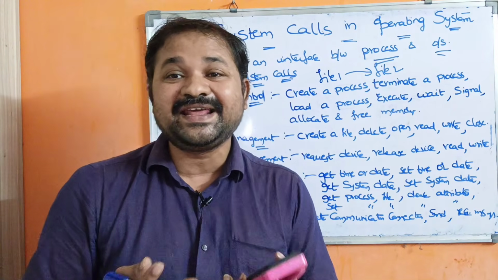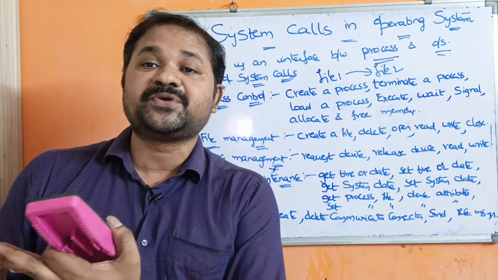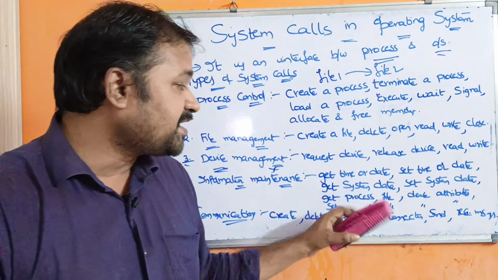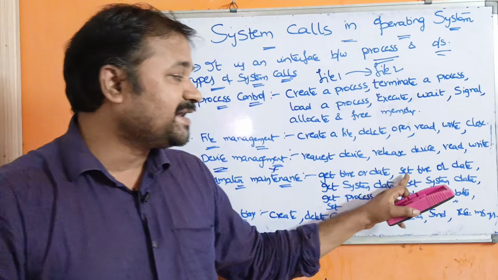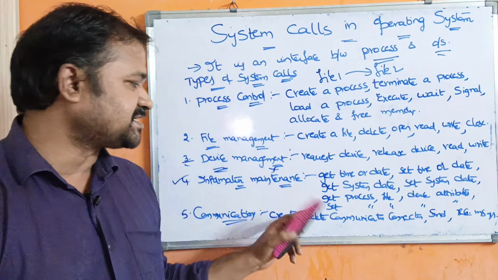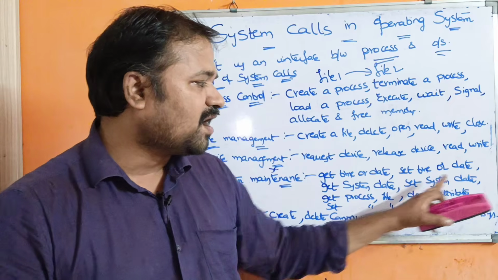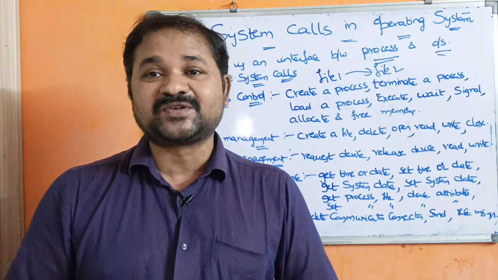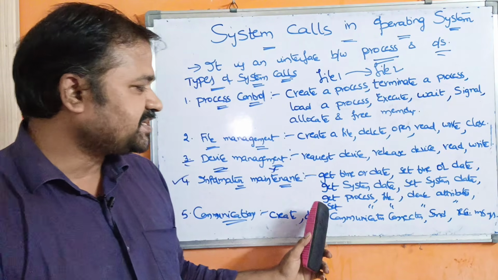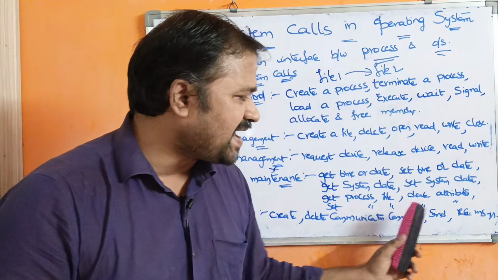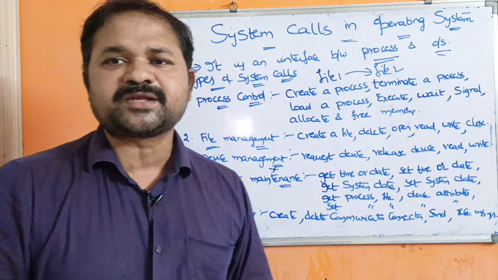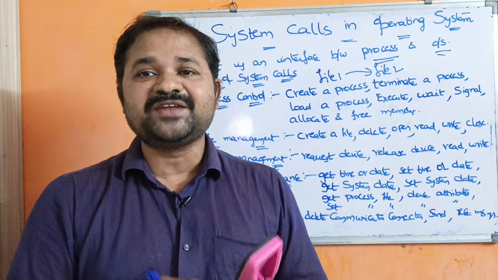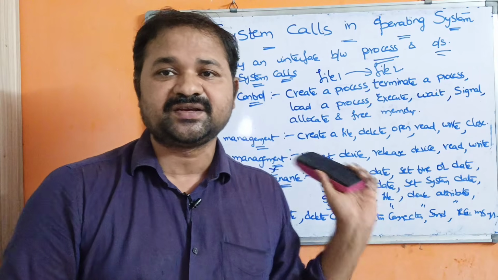Let us see the next one, information maintenance. It is useful mainly in order to get information about the computer, the process, and the file. In order to get or set the time or date, or to get or set system data, or to get process, file or device attributes, we can use this one. Next, in order to set process attributes, file attributes or device attributes also, these system calls are used. The name itself specifies the meaning: in order to get or change the information, we can use this one.